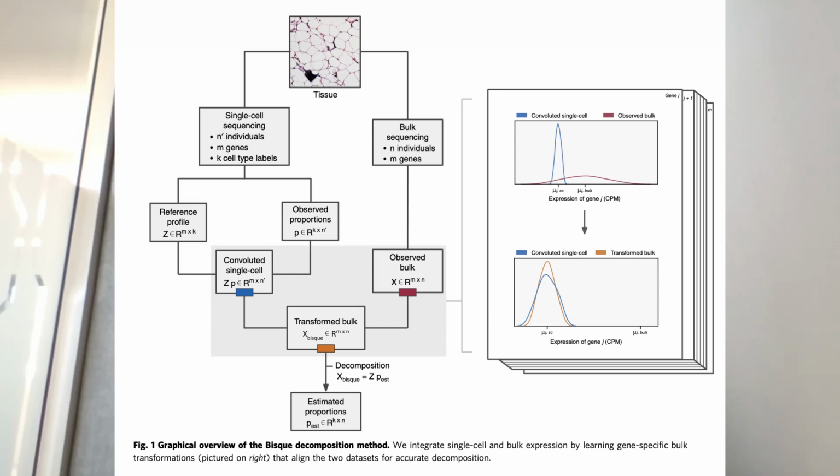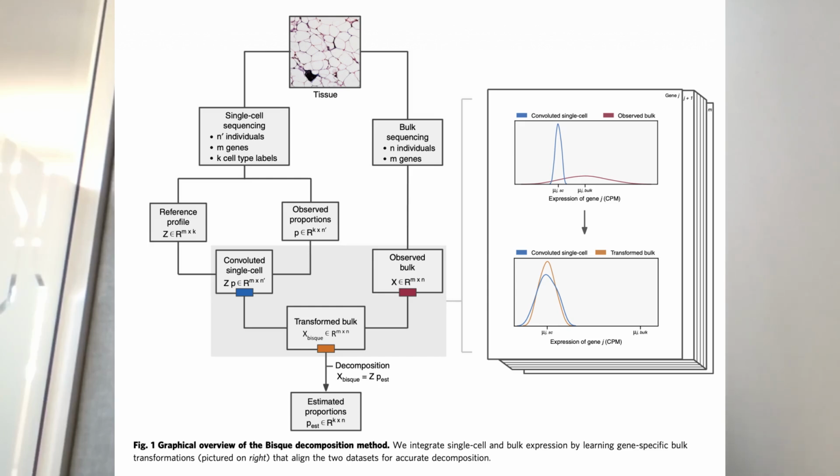Then you take the cell type labels and the reference profile. From the single cell data you calculate the reference profile, which has the cell types or cell states as the columns, and as the rows you have the proportion of gene expression.